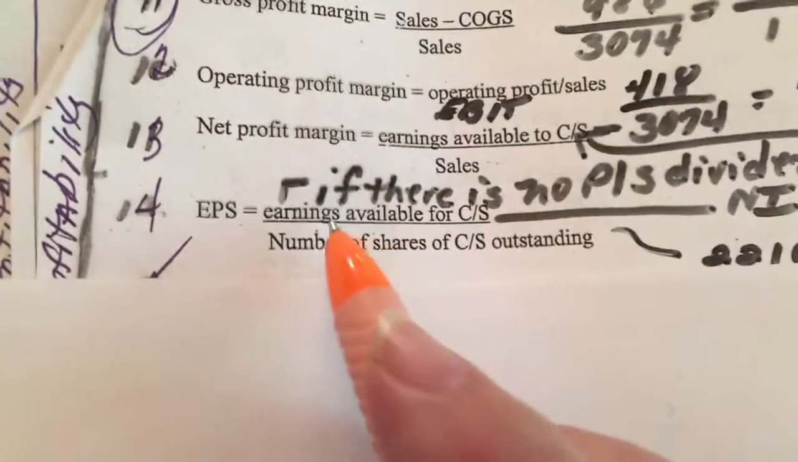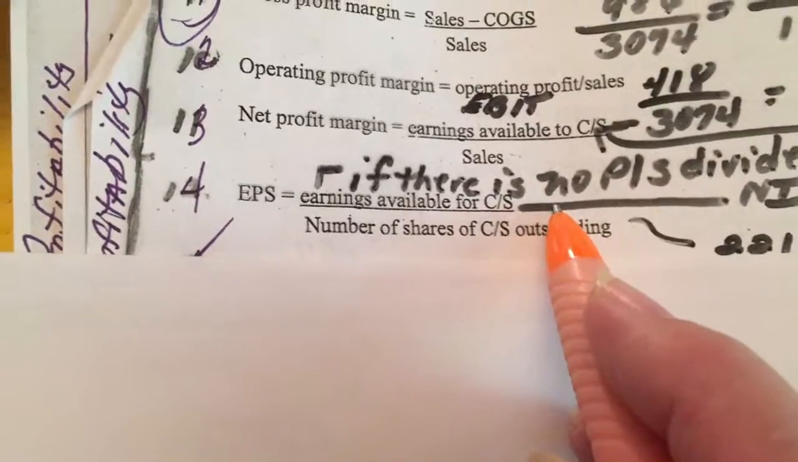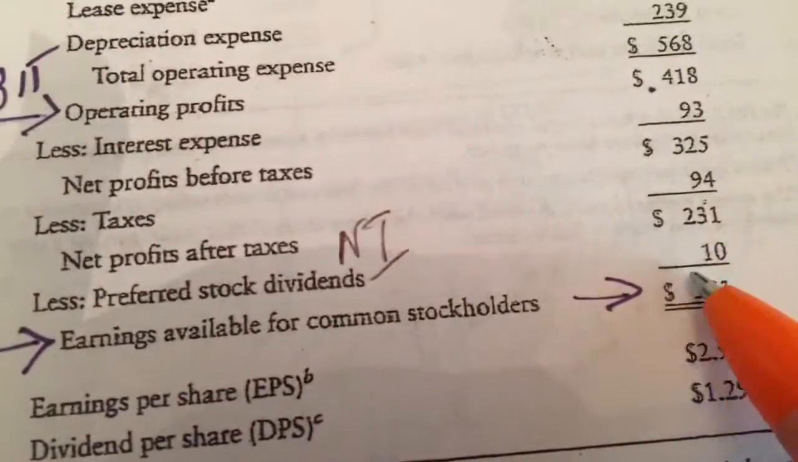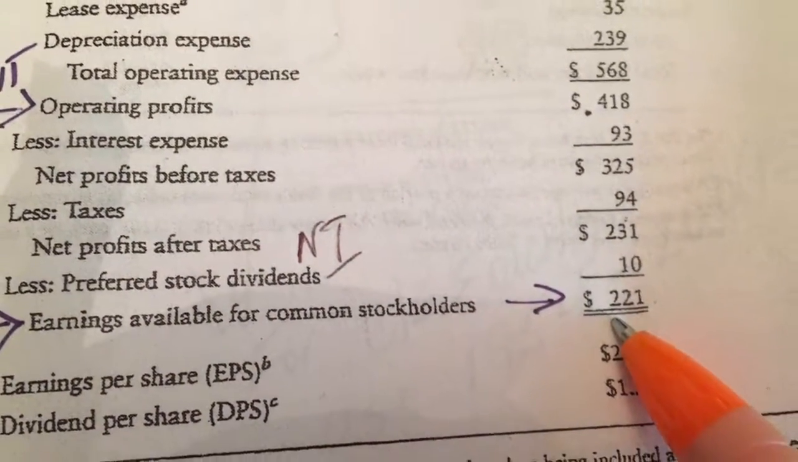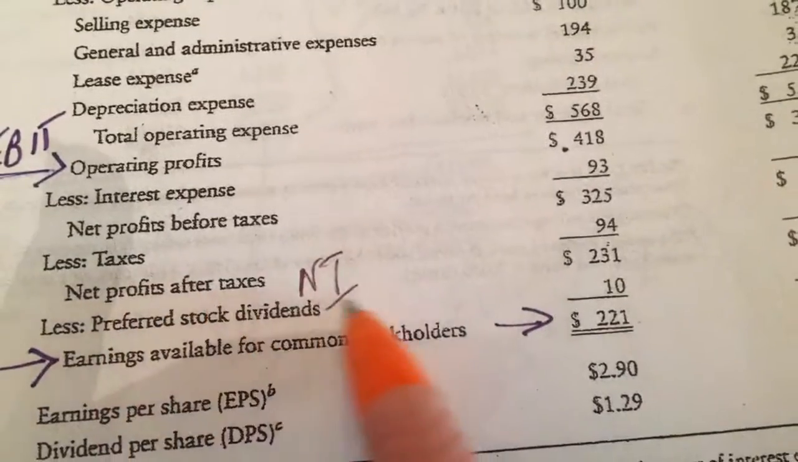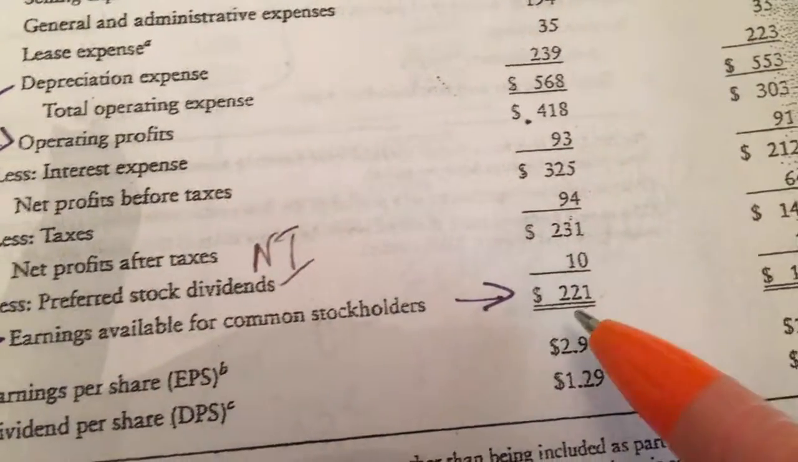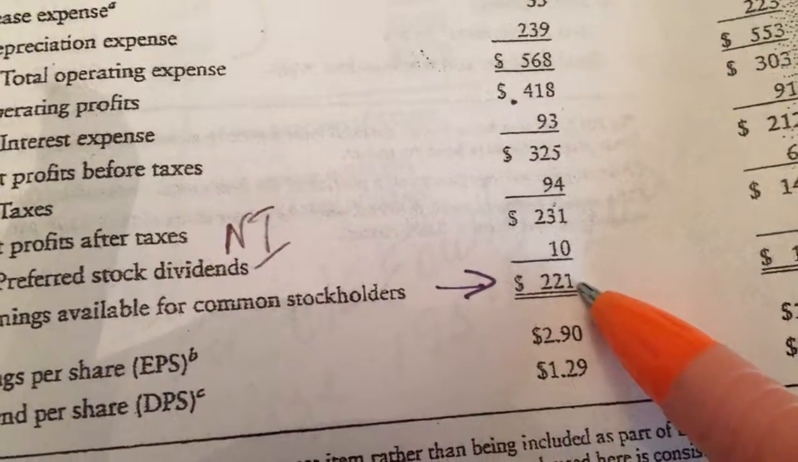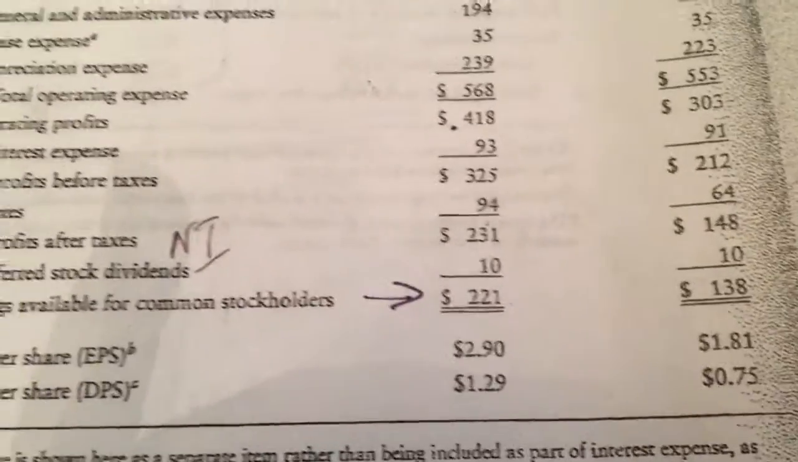So look at the formula. Earnings available to common stockholders. Okay, that's going to be your bottom line. That's going to be net income. So come down here. Make sure you've subtracted out your preferred stock dividend. So 221. Okay, now if we didn't have any stock dividend to preferred, it would be this number up here, 231. But we want to go to the bottom line. That's what's available to common stockholders, and divide that by the number of shares outstanding.